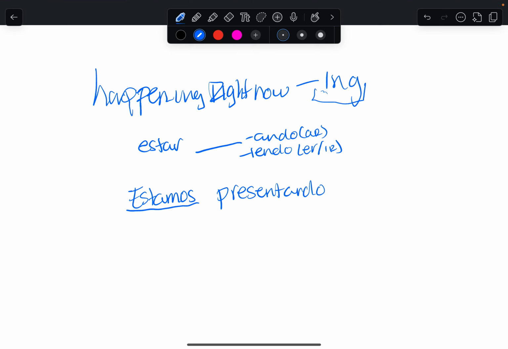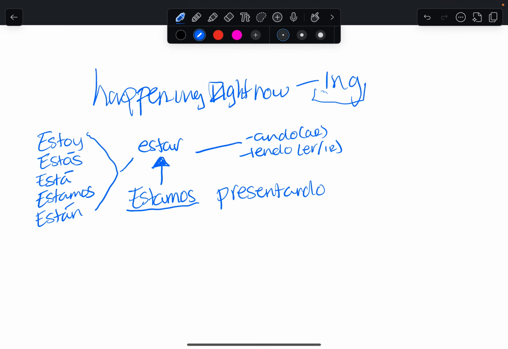So estamos meets this requirement, the form of estar. And remember, the conjugations for estar are estoy, estás, está, estamos, están. Okay? And then back to the example. So you have the verb estar right here. So you have estamos, and then you have presentando. So this is this, right? So let's try another one.